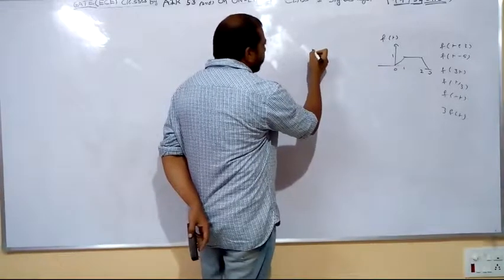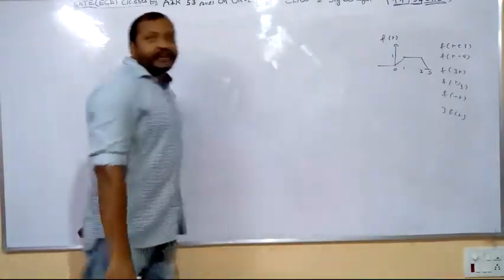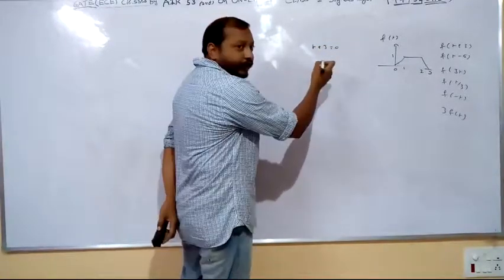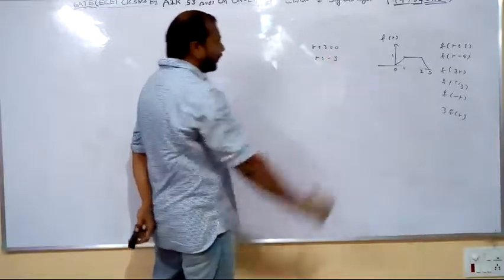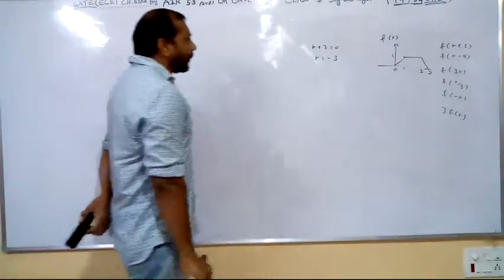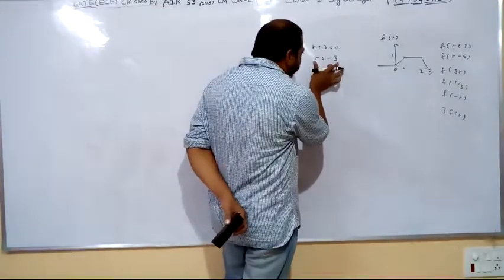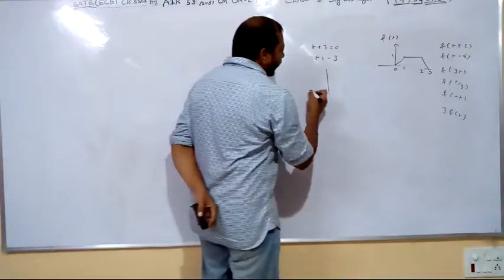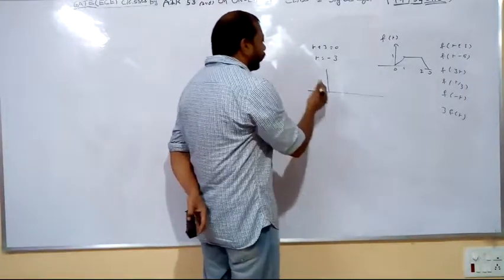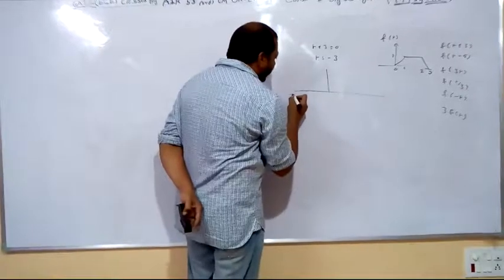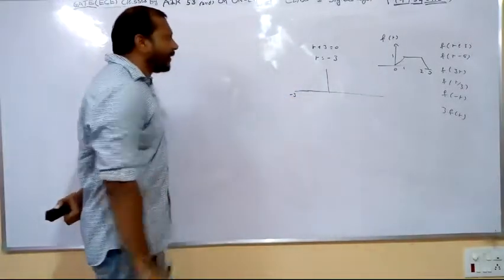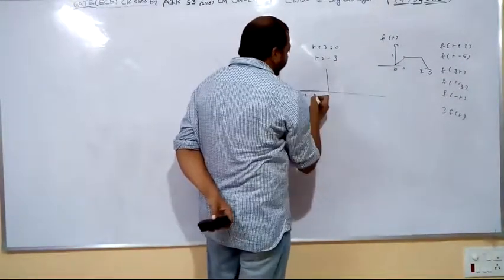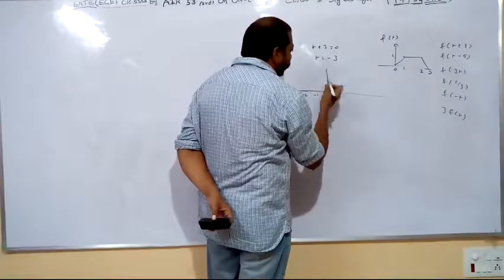Now for f of t plus 3, this is shifting. For shifting, just equate the shifting part to 0. That is, t plus 3 is equal to 0, so t is equal to minus 3. Add this t value to each and every instance of f of t. The instances of f of t are 0, 1, 2, 3. Minus 3 plus 0 becomes minus 3. Minus 3 plus 1 becomes minus 2. Minus 3 plus 2 is minus 1. And minus 3 plus 3 is equal to 0.